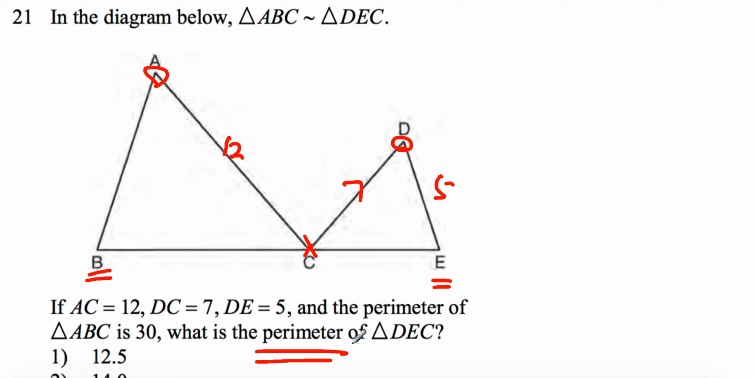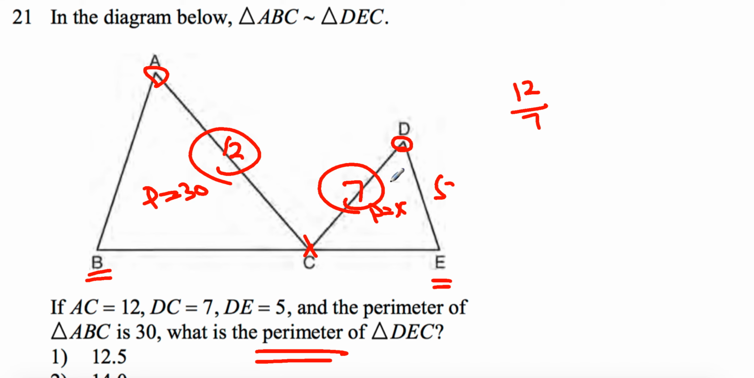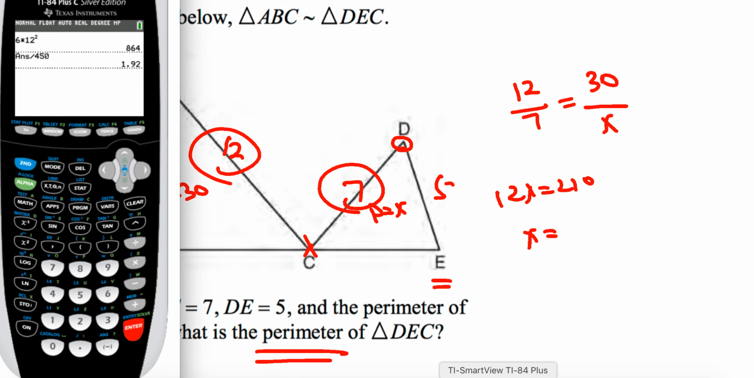Notice that perimeter shares the same ratio as the length because after all, perimeter is length as well. The perimeter here is equal to 30. The perimeter here is our question mark x. So we get 12 to 7. That's the ratio of the corresponding sides, as you can see. Now that should be equal to 30 divided by x. Then we get 12x is equal to 210. x must be 210 divided by 12, which is 17.5.